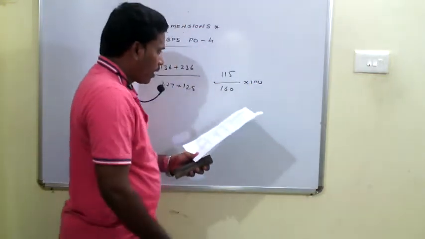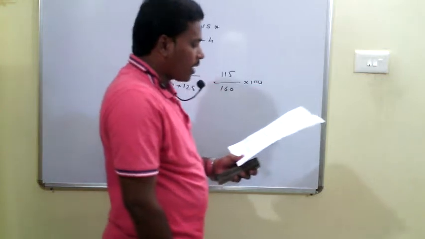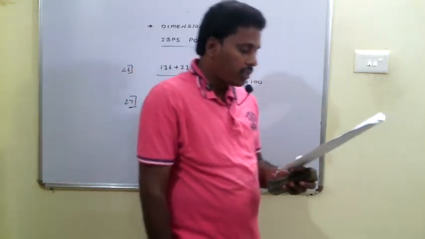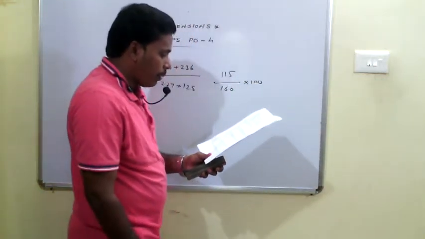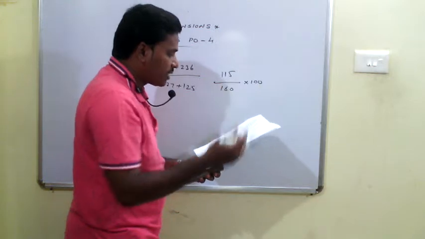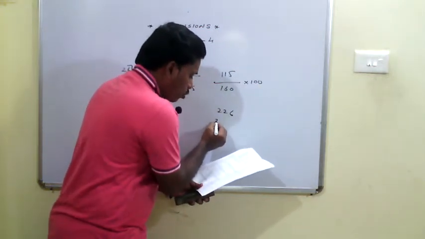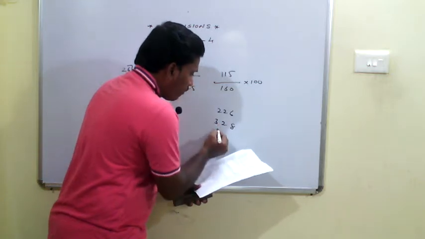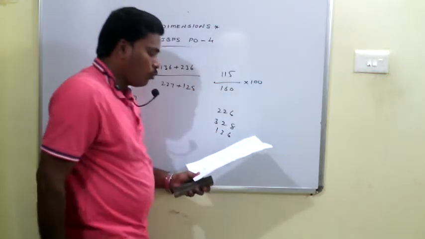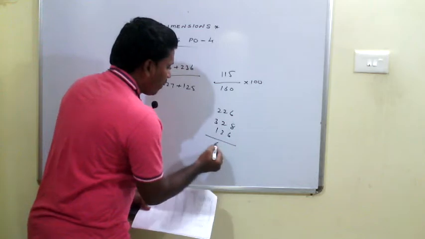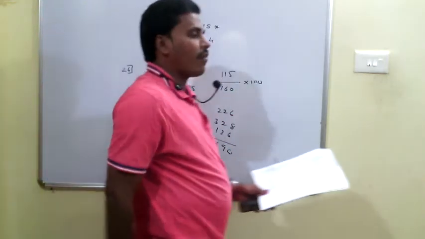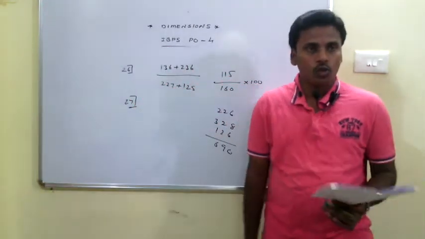Then coming to the next problem, 29. What is the average number of pages printed by printer B on Monday, Tuesday and Wednesday? Printer B, so we need to look at the second column. On Monday 226, on Tuesday 328, on Wednesday 136. We need the average of these three. If you add, that will be 690. To get the average, divide by 3 and your answer is 230.